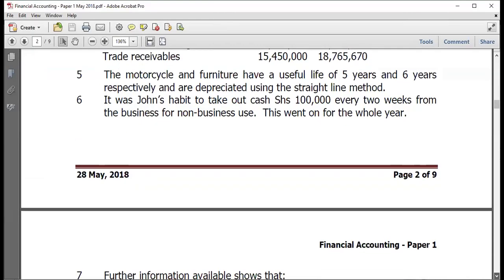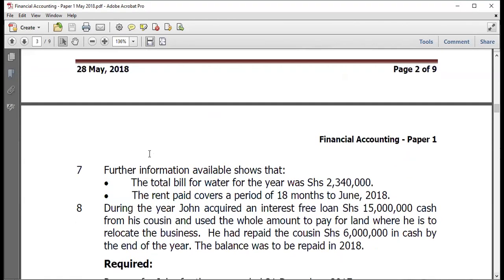to get those free marks. So they are telling us that further information available shows that the total bill for water for the year was 2,340. Okay, this is a bill for water, not payment for water. So you don't take this direct to the cash book. Okay. But we are going to be able to find out what goes to the cash book, how much was paid, okay?